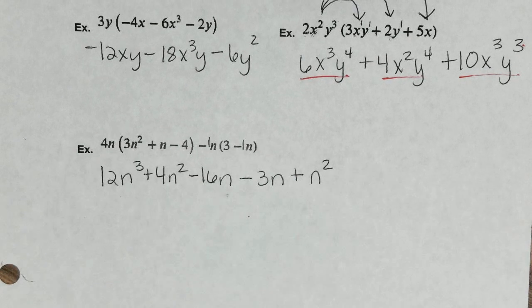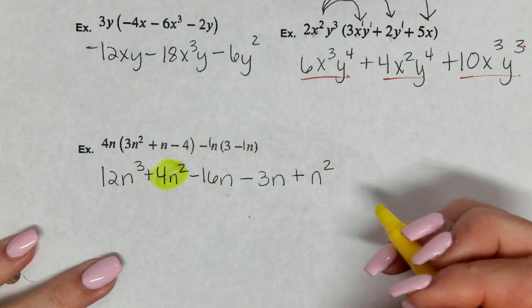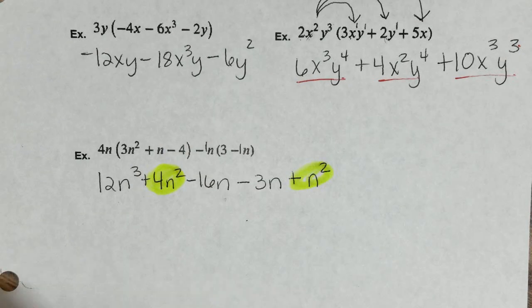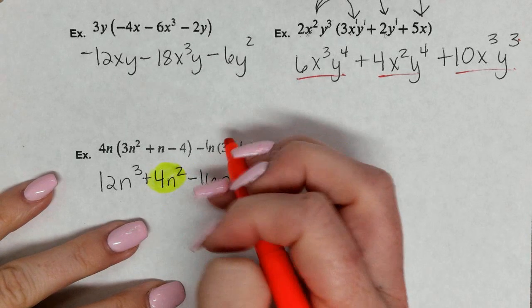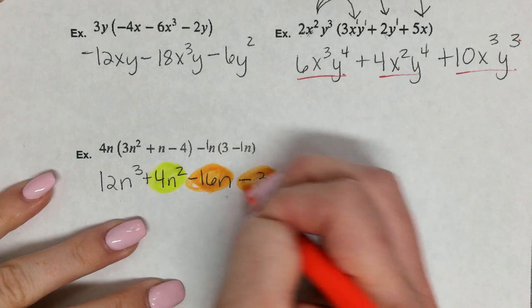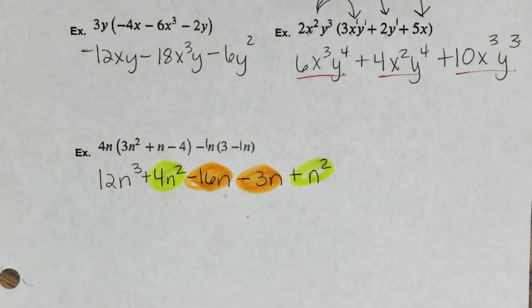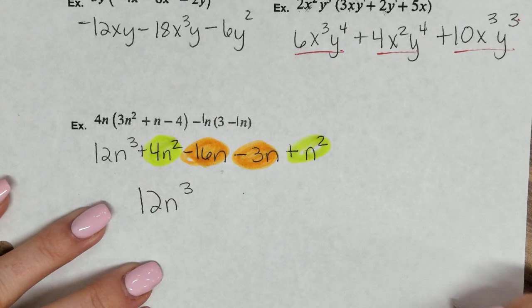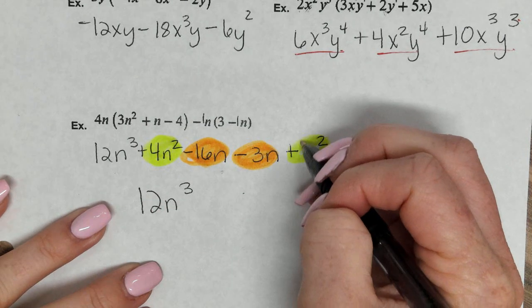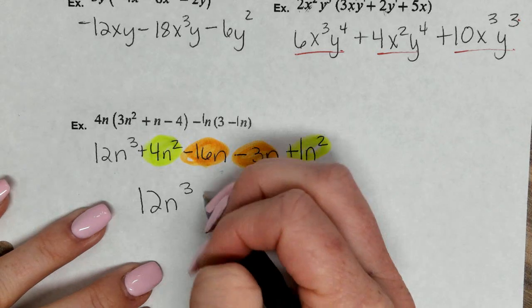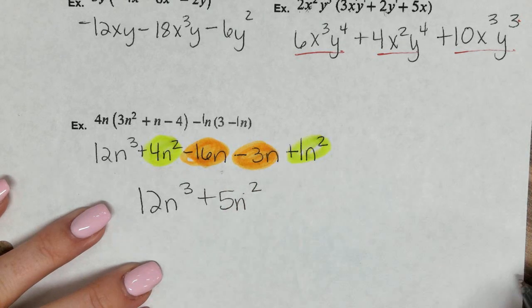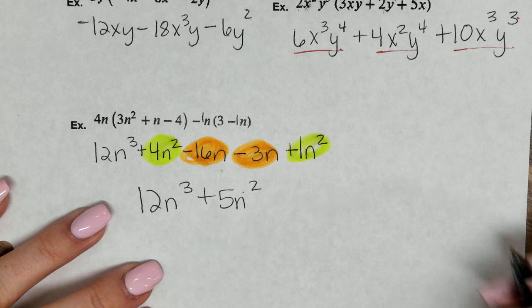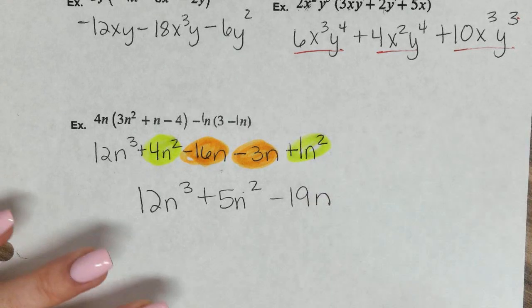Now, can I combine anything here? Yes, I can combine this with this because the variable and the exponent match. And I can combine this with this. So I have 12n to the 3rd. What is the coefficient right here? Plus 5n squared minus 19n.